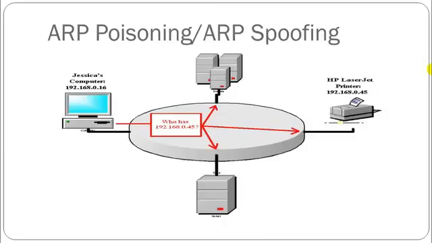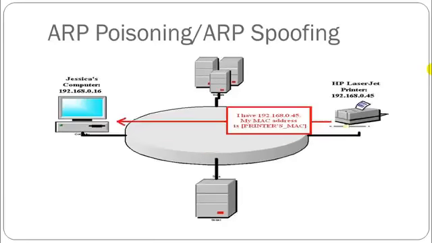All the devices on the network ignore this ARP request except for the HP LaserJet printer. The printer recognizes its own IP in the request and sends an ARP reply: Hey, this is my IP address and here is my MAC address, as you can see in this diagram. Now Jessica's computer knows the printer's MAC address. It sends the print job to the device, and it also associates the printer's MAC address with the printer's IP address of 192.168.0.45 in its ARP table.